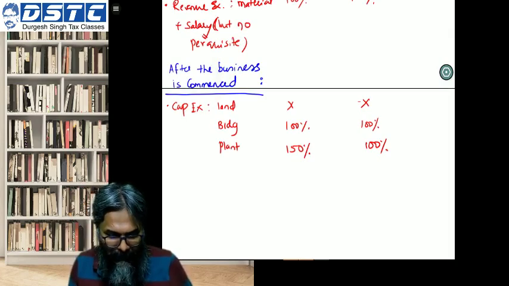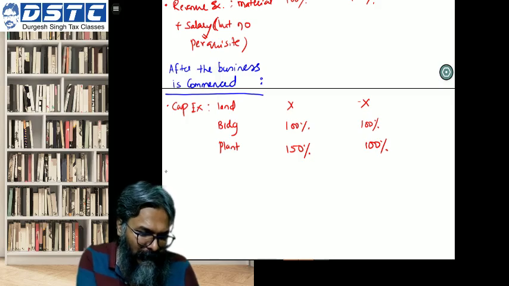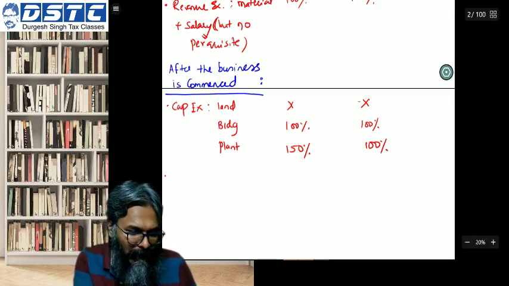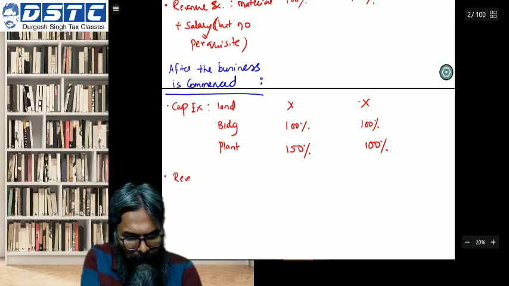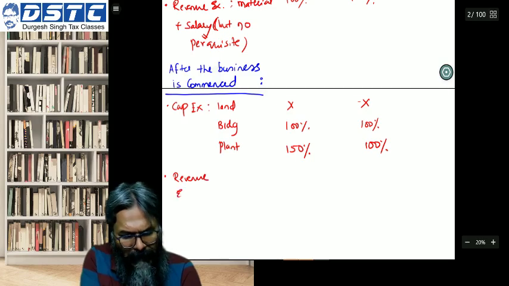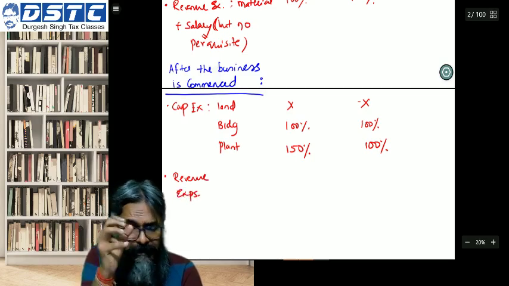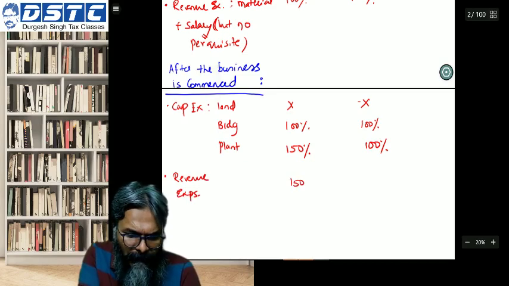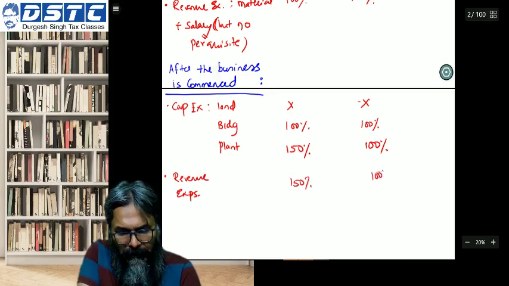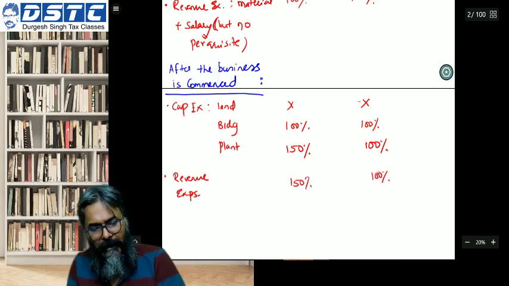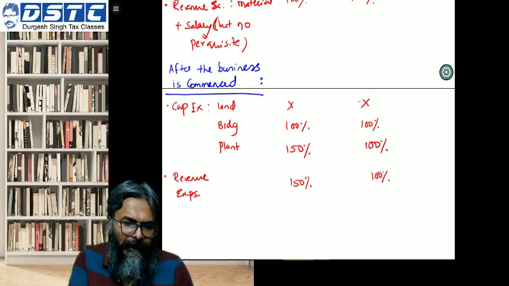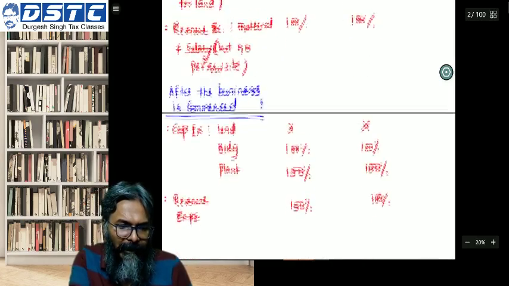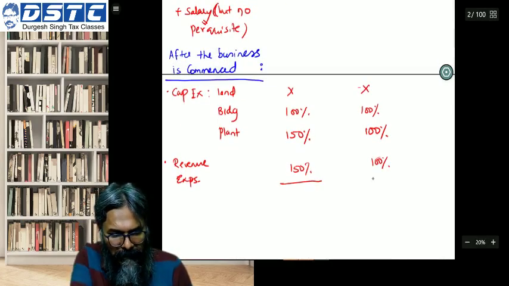And that's exactly how it has to be considered. So this is for the capital expenditure. Thereafter, if you talk about the revenue expenditure, we don't make any distinction. Any revenue expenditure for scientific research that you are incurring, this is 150% and this is 100%. So this is how you will try to get the deduction, students. So this is your total amount.